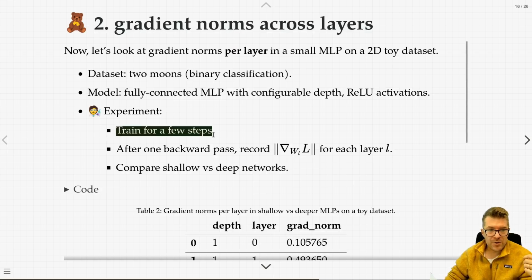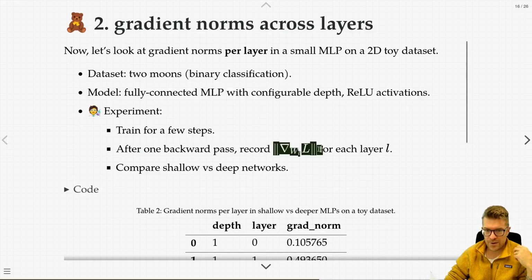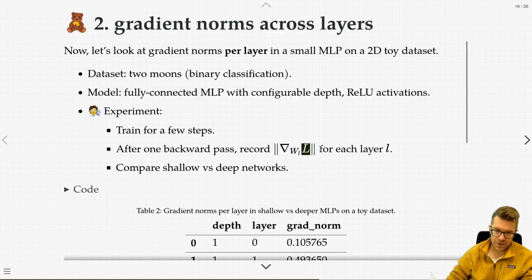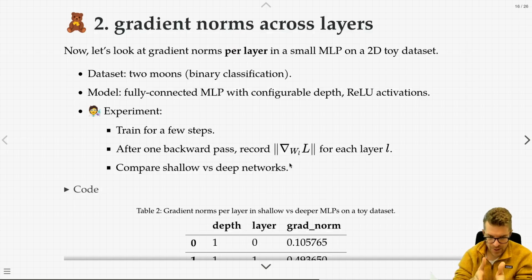Our experiment is we're actually going to train for a few steps. We're going to do one backwards pass. We're going to record the magnitude of our gradients with regards to the loss for every layer L. Sorry, our gradients of the loss for every layer small l. And then we're going to compare what happens if we have shallow neural networks versus deep neural networks.